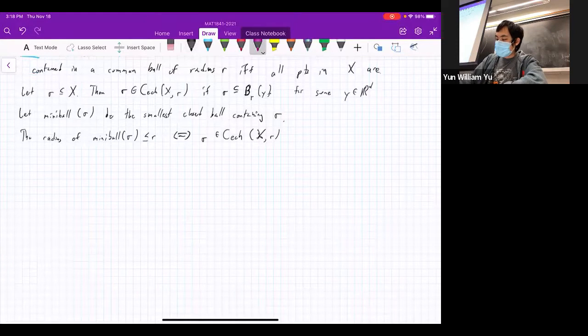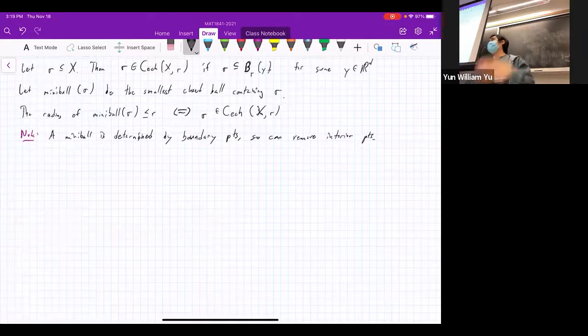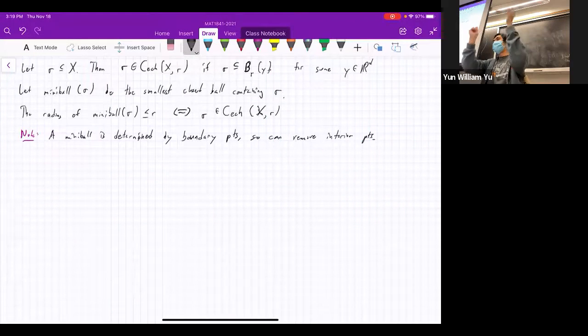So let's discuss that a little bit. And one thing to note first, and this will be important, is that a mini ball is determined entirely by boundary points. So we can remove any interior points. If you have a ball and you have a point on the interior of some set, you don't need that point to define the mini ball.